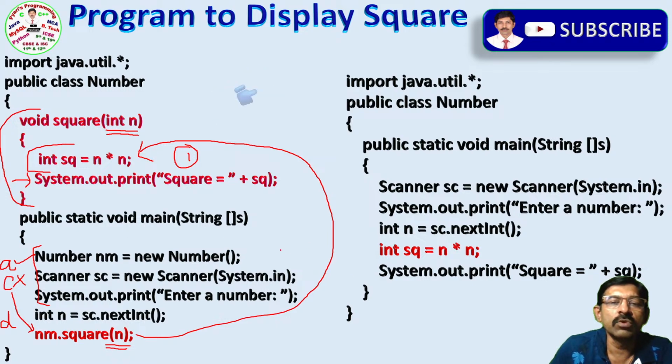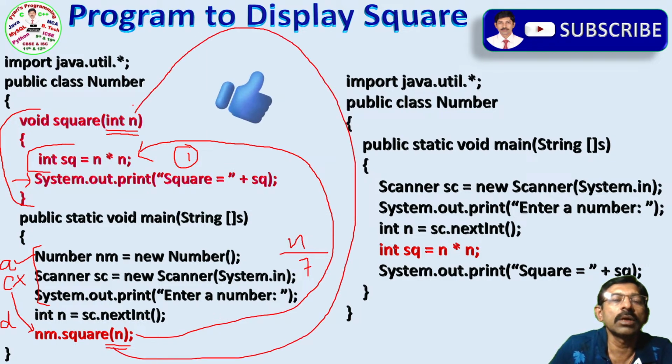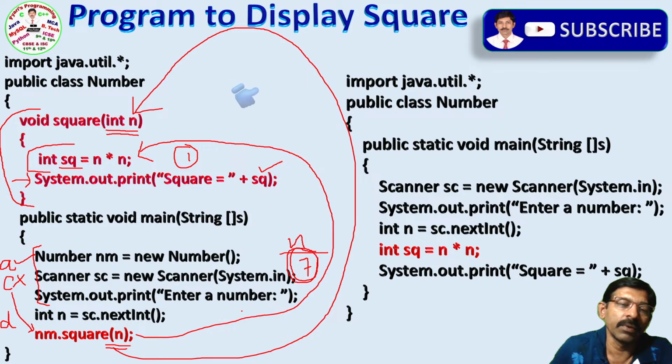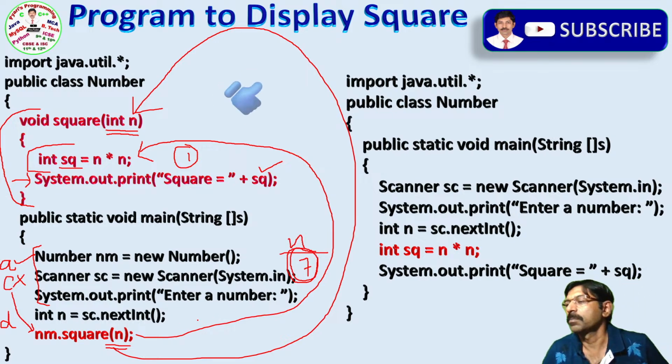Look at this. It accepted a number and stored it in n. Suppose the n value is 7. And it passed that 7 here. Is it clear? The square was calculated and displayed by the method. But what does main have? Main is having 7. But main is not having the square of the 7. So main cannot display. Understood?